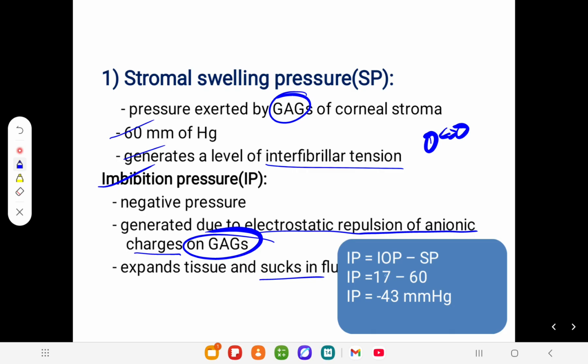Okay, so this is the formula: imbibition pressure is IOP minus SP. I'm not going to talk about it now, but just remember this formula. I'm going to talk about it in the IOP section. Okay, imbibition pressure is IOP minus SP. So totally, imbibition pressure is approximately 40 to 45.